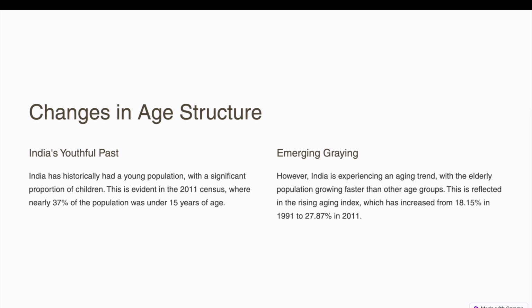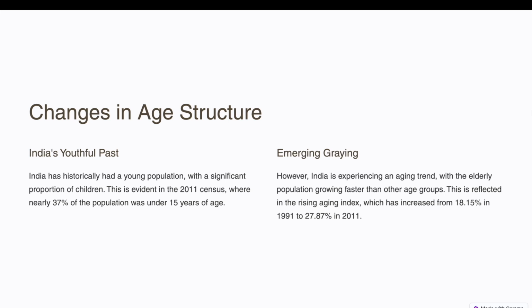India is the second most populous country in the world, with a significant proportion of young people. Over the past 60 years, India's population has grown steadily, unaffected by large scale events like wars, famines, or mass migration. This has resulted in a relatively undistorted age structure. In 2011, almost 37% of India's population was below 15 years, while only 6.8% was above 60 years.